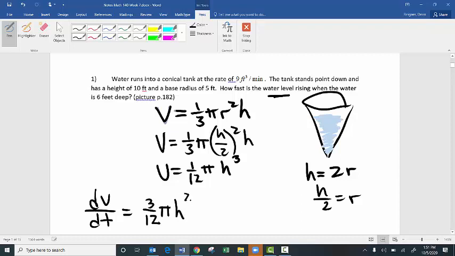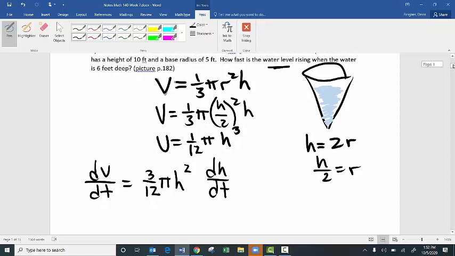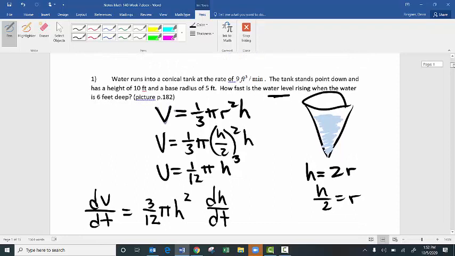H goes to the second power. You drop it by 1, and then you take the derivative of h, dh dt. So this is like this y prime that we did before, okay? So now after you take the derivative, you just plug in numbers. So dV dt is how the volume is changing. Right here, this number, this is how the volume is changing.